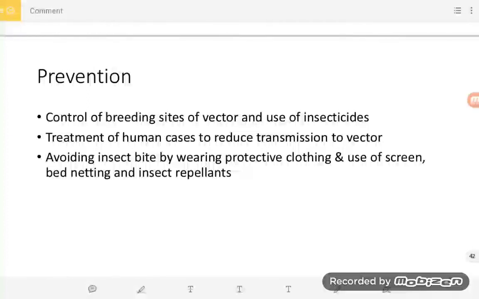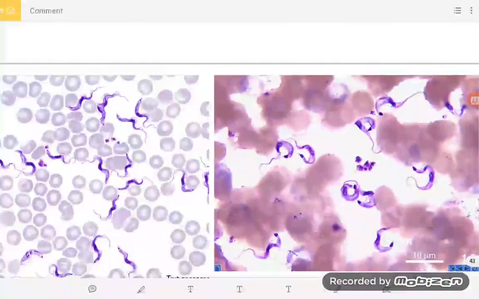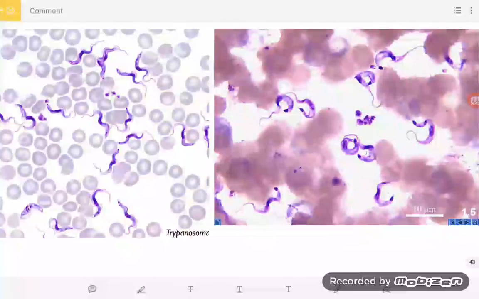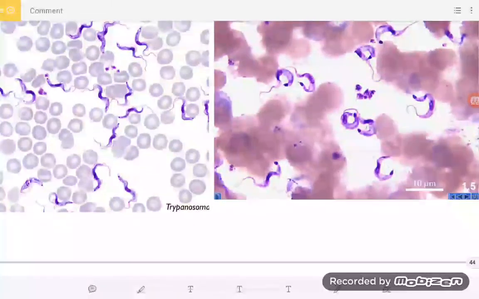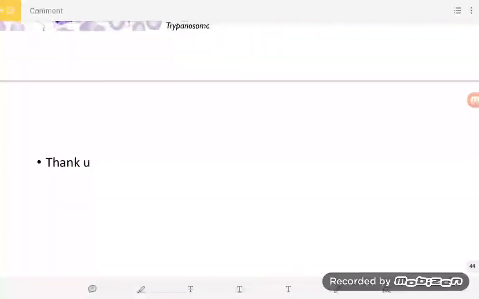And avoid insect bites, that means the biting of the bug. So we have to wear long protective clothes, or you can use screens, bed nets, or insect repellents, or you have to clean your house frequently. These are the methods by which you can prevent vector biting. So this is the blood picture of Trypanosoma cruzi and Trypanosoma brucei. That's all about it. Thank you.